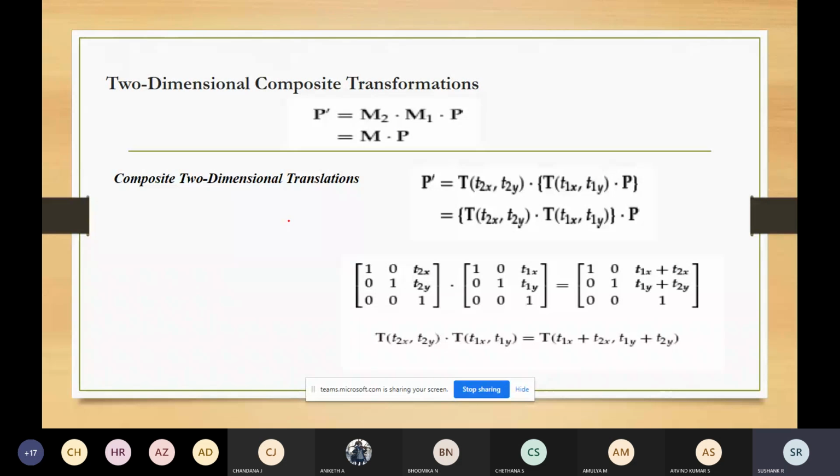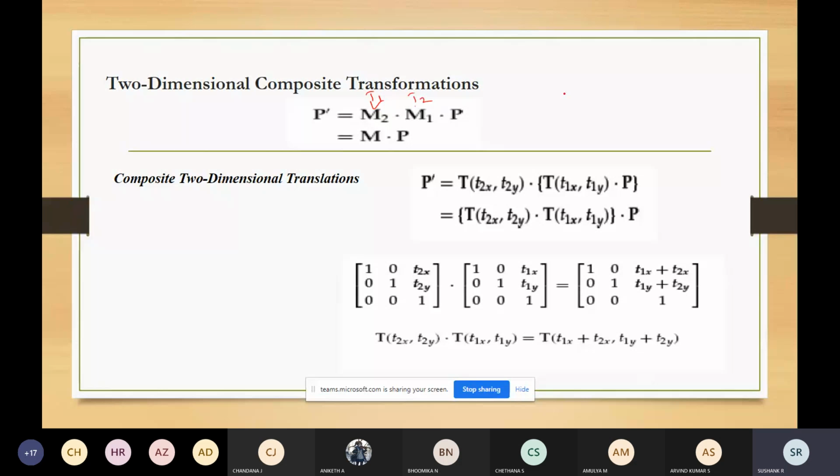What is this transformation matrix? The two-dimensional composite transformation matrix. First we derived the basic equation. After that we converted it into a 3 into 3 matrix. After that we found out the inverse. Composite transformation means multiple transformations. When the equation involves multiple operations, this m1 can be translation 1, and this m2 can be translation 2.